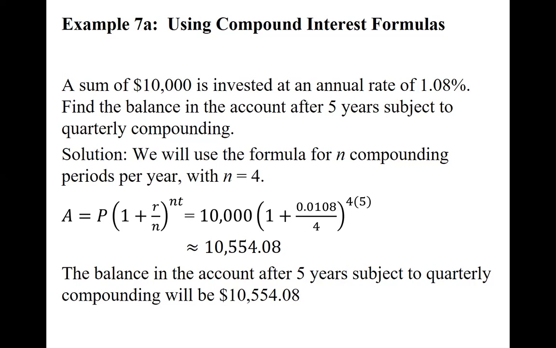Finally, we'll multiply that by 10,000, and we'll get 10,554.07798. This is money, it rounds to the nearest cent. 10,554 and 8 cents. I can verify I just did this on the calculator. That is what we get. So the balance in the account after 5 years, subject to quarterly compounding, will be $10,554.08.